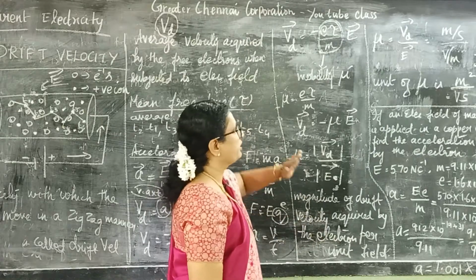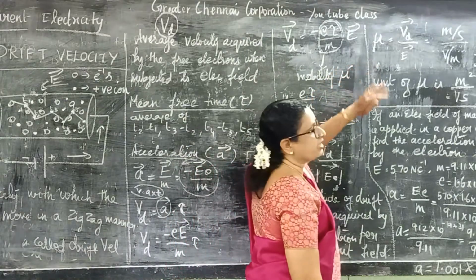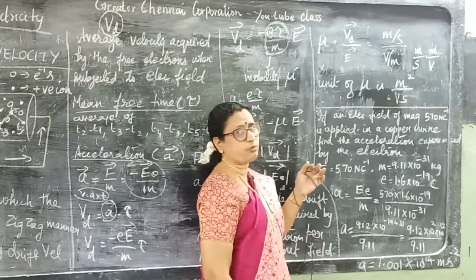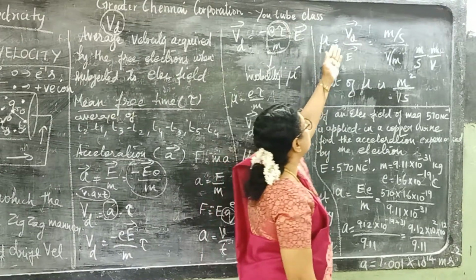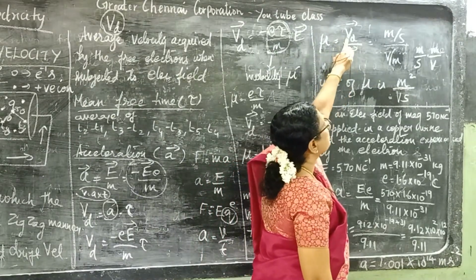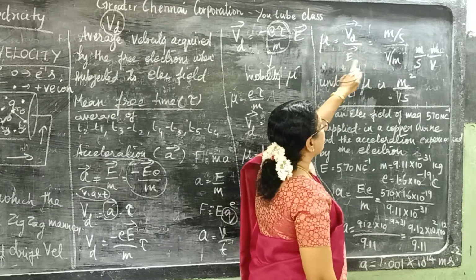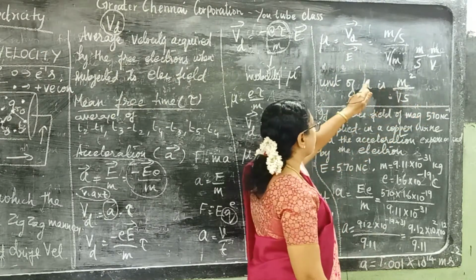So this is how we define the mobility. Mu is equal to, let us derive the unit for mobility using the same formula. Mu is equal to Vd by E. For velocity, the unit is meter per second. For electric field, we know the unit is volt per meter.